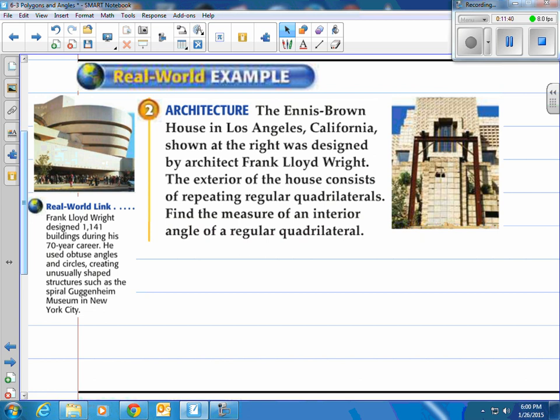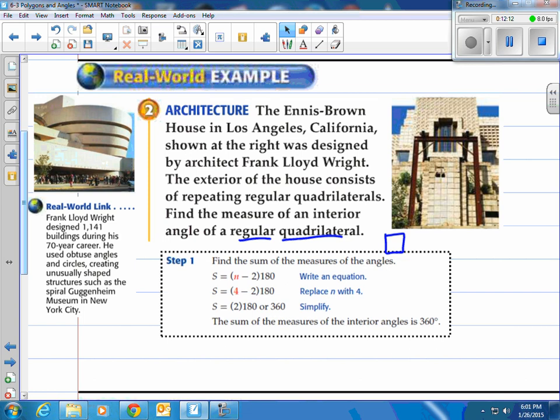The Enos Brown House in Los Angeles, California, shown at the right, was designed by architect Frank Lloyd Wright. The exterior of the house consists of repeating regular quadrilaterals. Find the measure of an interior angle of a regular quadrilateral. A regular quadrilateral. Do you guys know what a regular quadrilateral is? All the sides are the same and all the angles are the same, and it has 4 sides. Hey, isn't that just a square? That's correct.